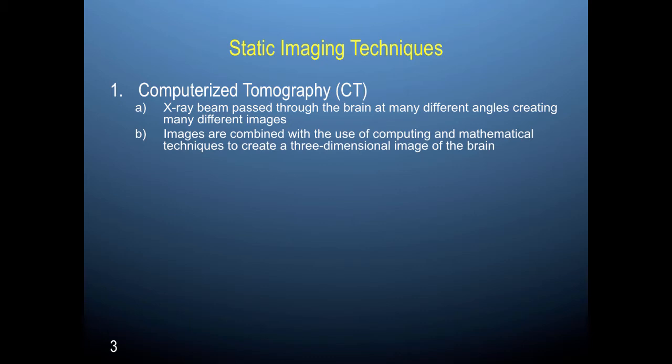CT scans are often used to assess if an individual has had a stroke or an aneurysm, because they are really sensitive to changes in tissue. And they're not that expensive because it's basic X-ray technology. But they also do not have as much flexibility as other imaging techniques, which I'll be talking about shortly.